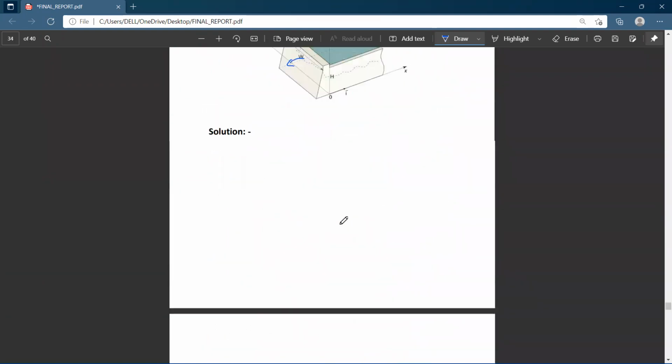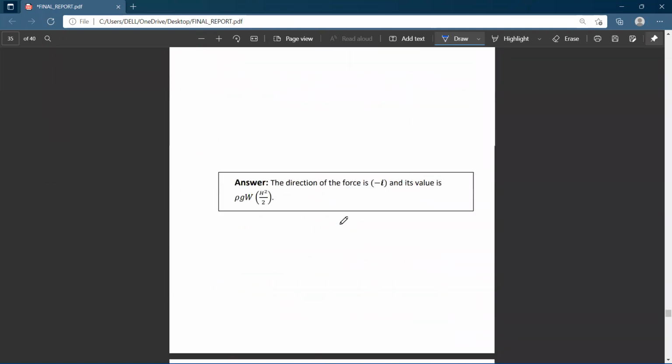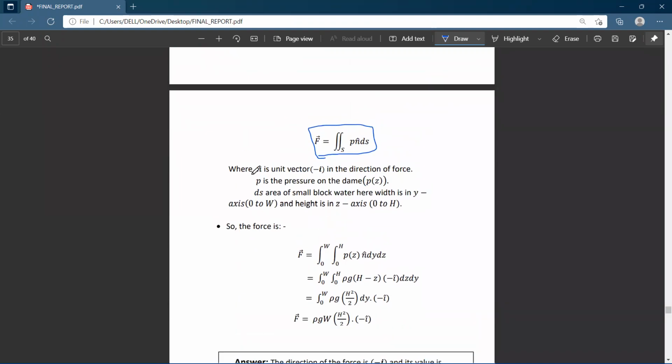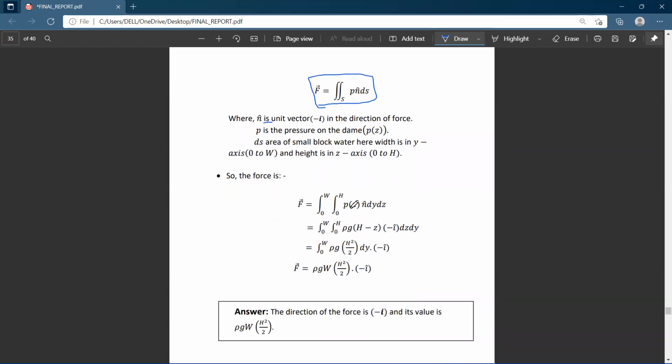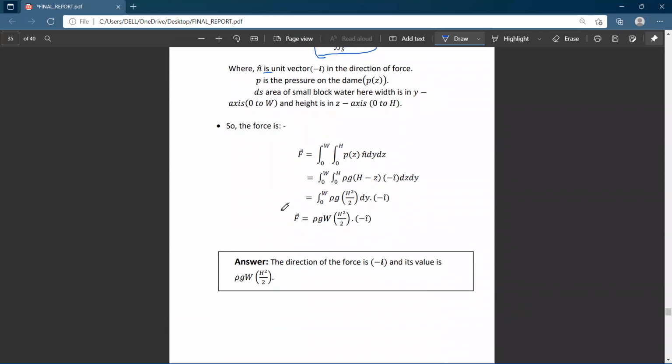which is derived using the surface integral formula. In our case, n cap is minus i cap. P is the pressure on the dam, which is P(z). dS is the area of the small element, with y ranging from 0 to w and the height along the z-axis from 0 to h. Integrating that, we finally get the force vector as this.